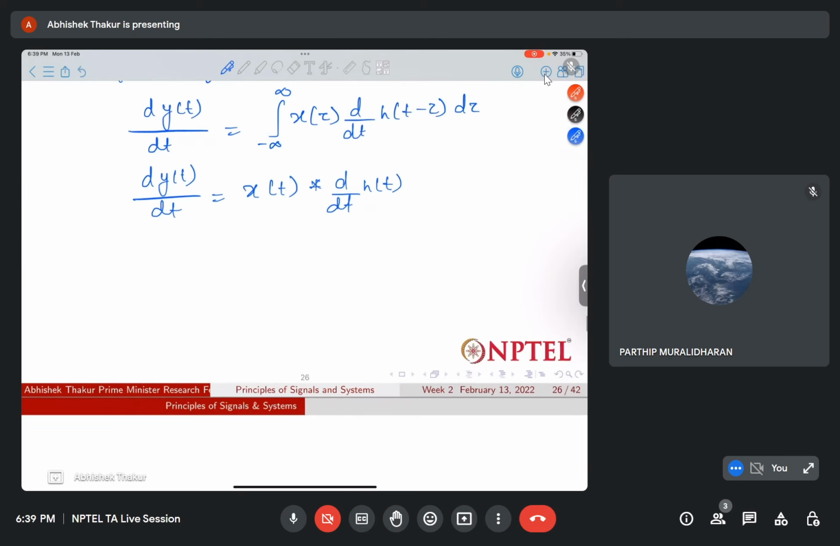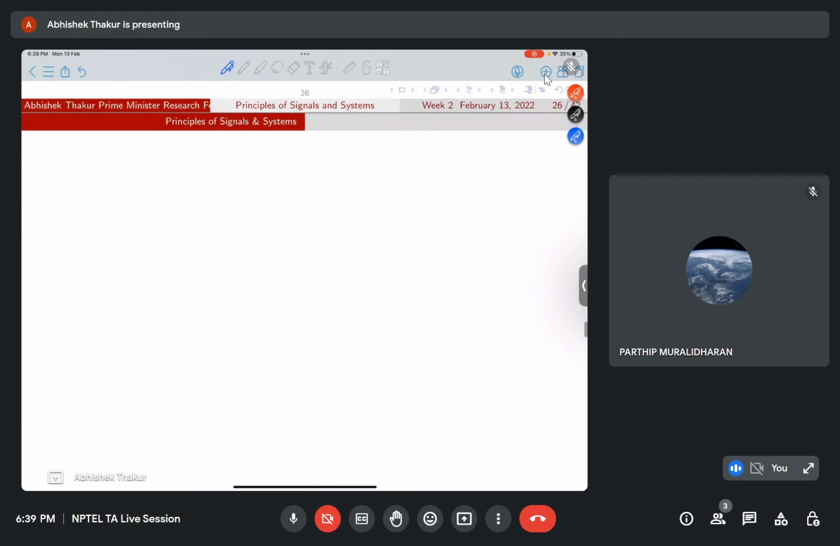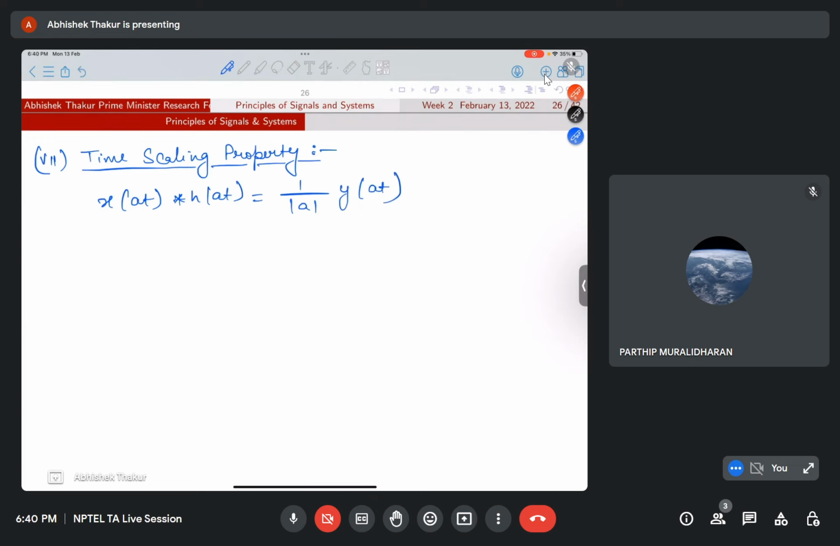Okay. Now we will see the last, that is the time scaling property, that is the seventh property. And we'll solve one or two questions. After that, we'll finish off this lecture at 7 p.m. In time scaling property, if x(at) is convolved with h(at), then it will be 1 by mod a, that is the magnitude of a, into y(at). We will see the proof for this because this is important.